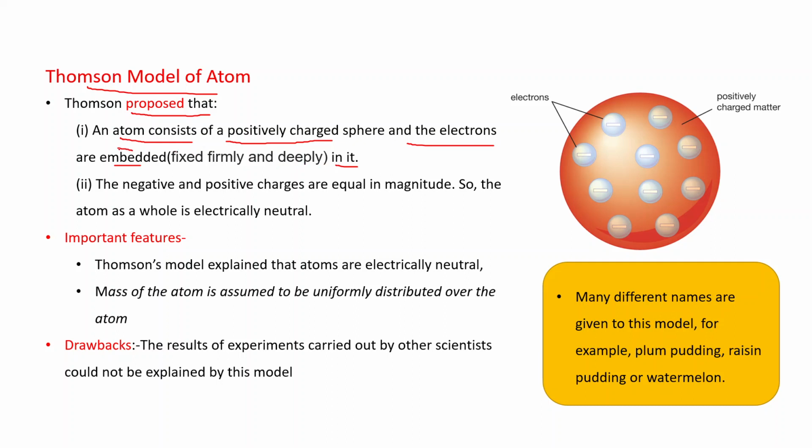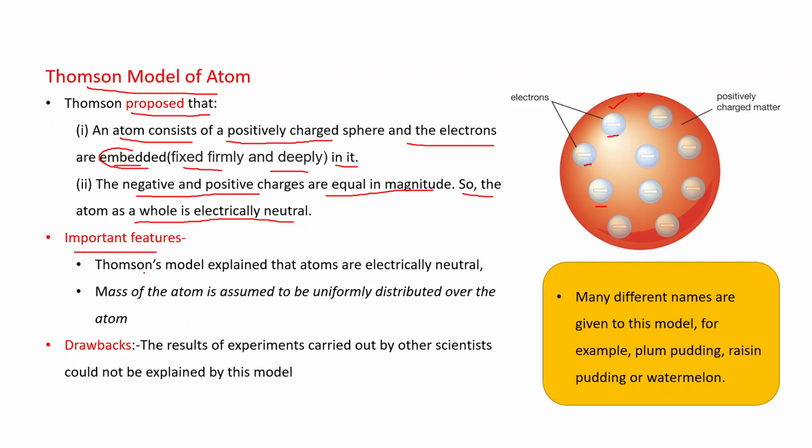What is the meaning of this? Embedded means fixed firmly and deeply. You can see this picture represents the Thomson model. This is a positively charged sphere and these electrons are embedded in it. The negative and positive charges are equal in magnitude, so the atom as a whole is electrically neutral.